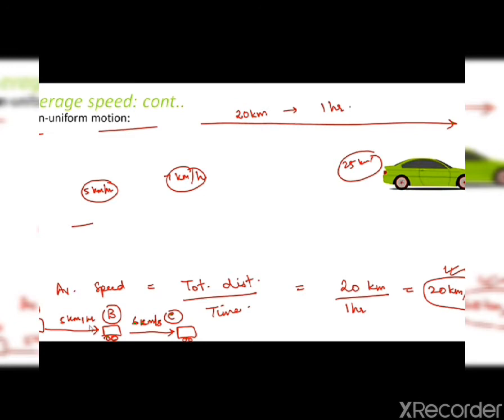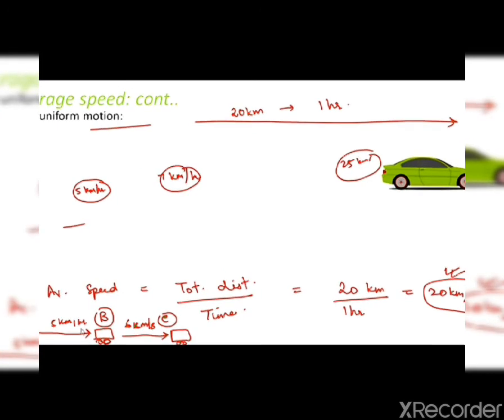Initially, it was covering less distance for the same interval of time, but later it was covering more distance for the same interval of time. That means the speed of the vehicle at every instant of time was different. But when I talk of average speed, I'm talking about the average speed for the entire journey.